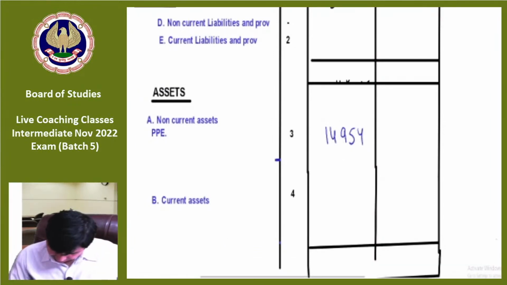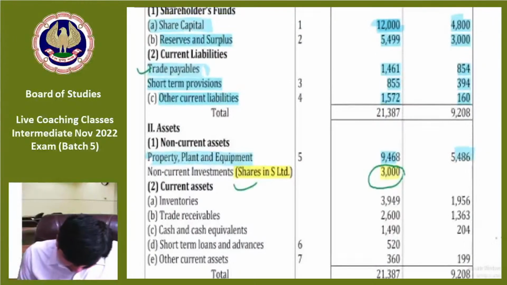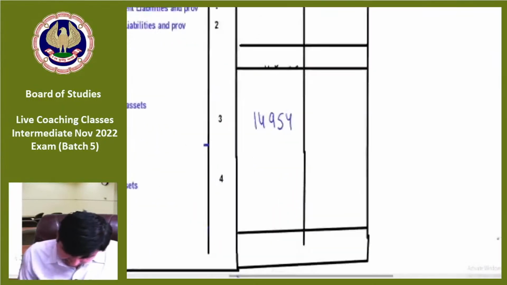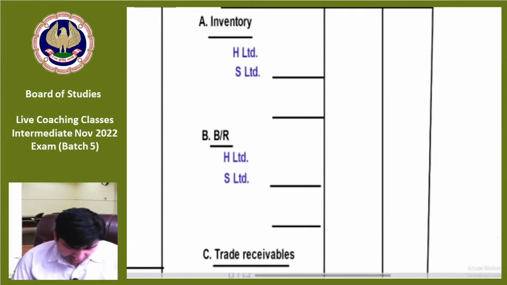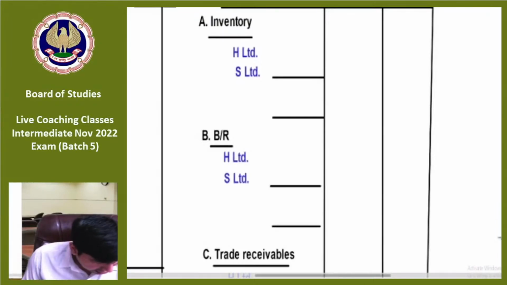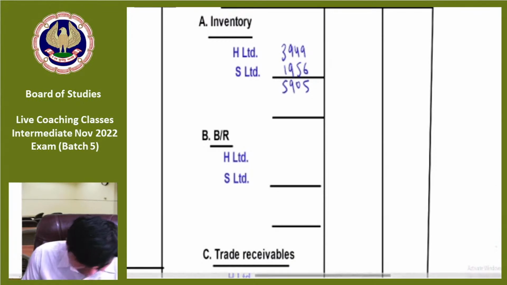Now, next. Please come to the next part of the question. Do consolidation. Now it's the turn for investment account. We have already done that. Now inventory, trade receivable, cash equivalent, other, etc. Please do consolidation in current assets and post the figures there. Inventory: the holding company's figure is 3949. Subsidiary 1956, and the total becomes 5905.